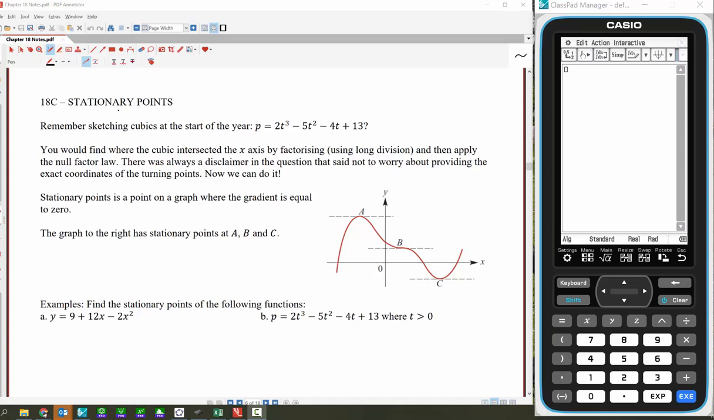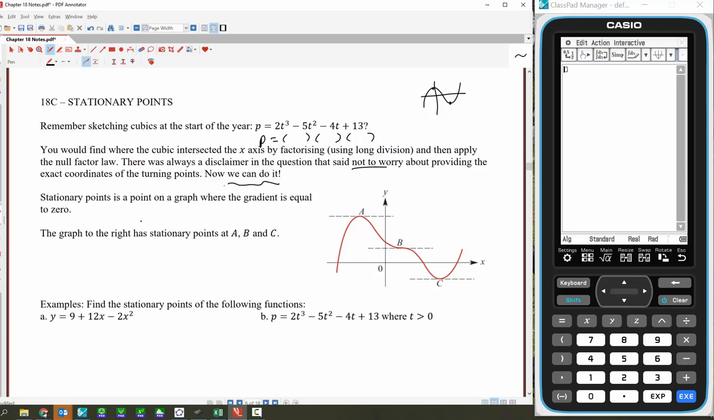What we'll do in the video today is use calculus to help us find stationary points for functions. You might remember at the start of the year we were sketching cubics, and what we'd try and do is factorise the cubic, so we'd get it into factored form, whatever it might have looked like. Then use the null factor law, so let that equal 0, solve it, and what we would get is the x-intercepts. And often the question said not to worry about providing the exact coordinates of the stationary points, these things here. And that's because we didn't have a method to actually do that, but now we can do it.